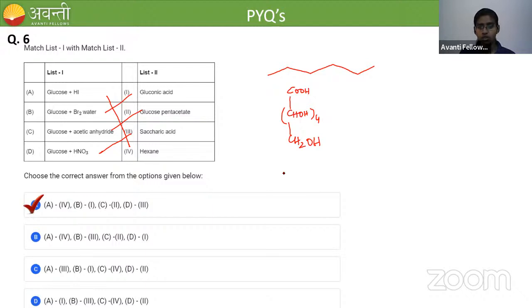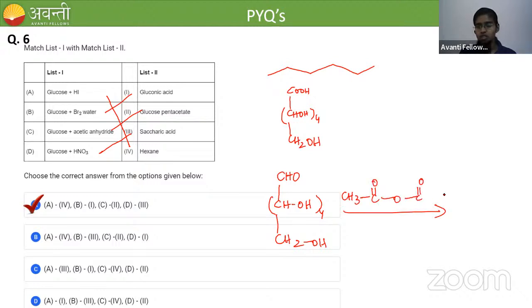We will have the glucose molecule this way. So this is CHO, and you will have CHOH 4 times, and this is your CH2OH. It is reacting with acetic anhydride. What is acetic anhydride? It is CH3CO-O-COCH3, right? And here the H from the alcohol goes out with CH3COO as acetic acid. All the H will go out.